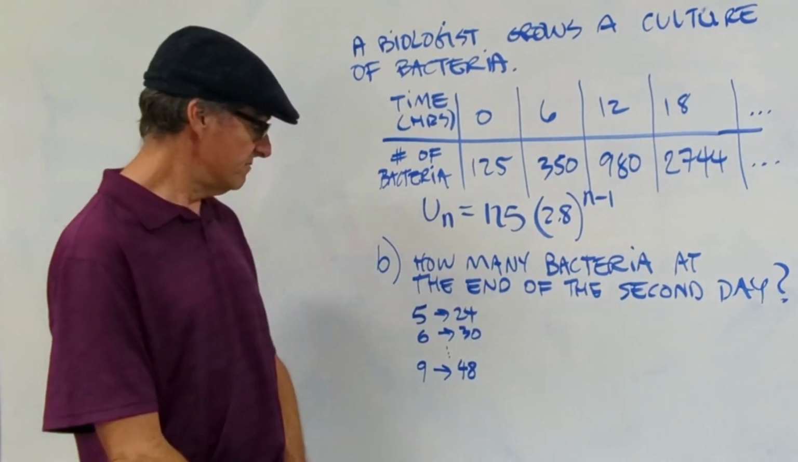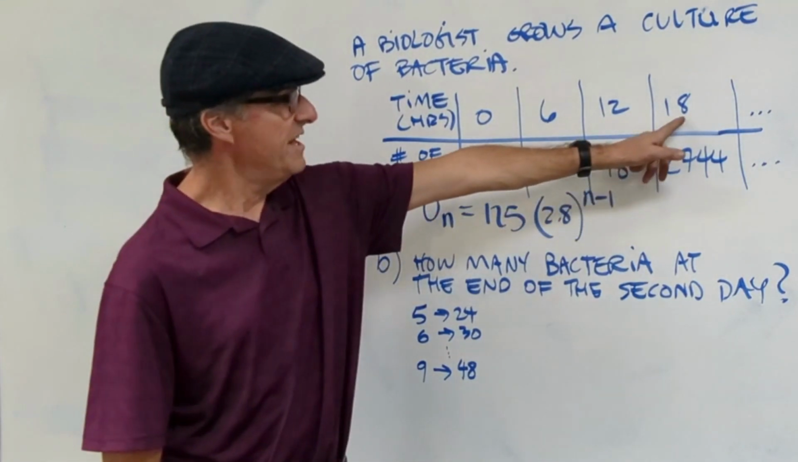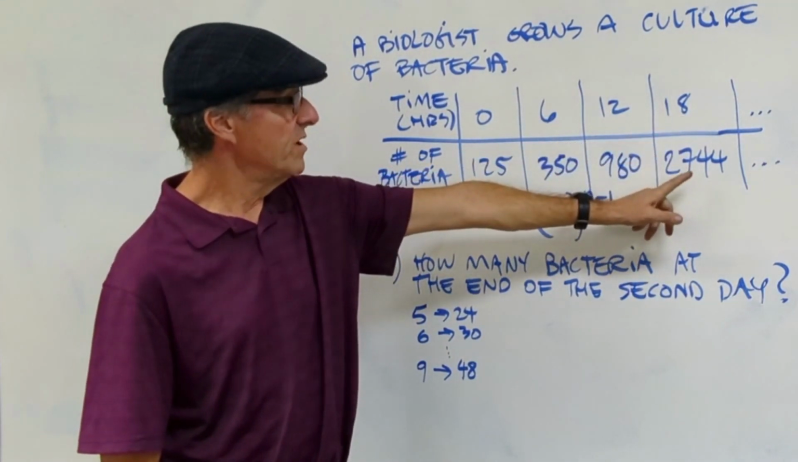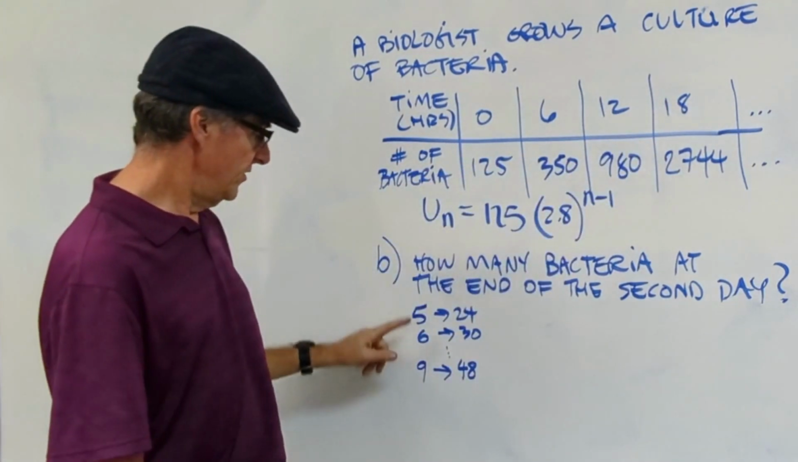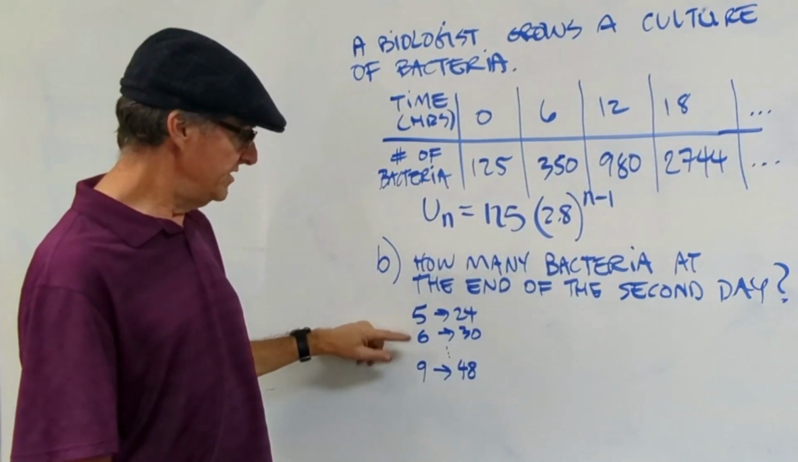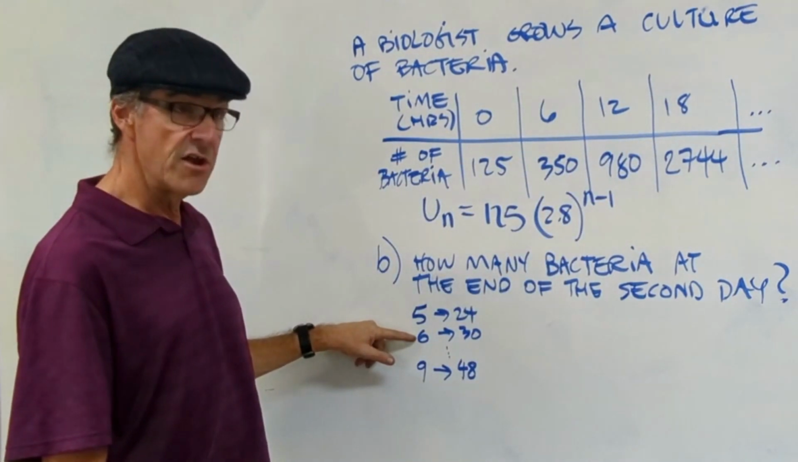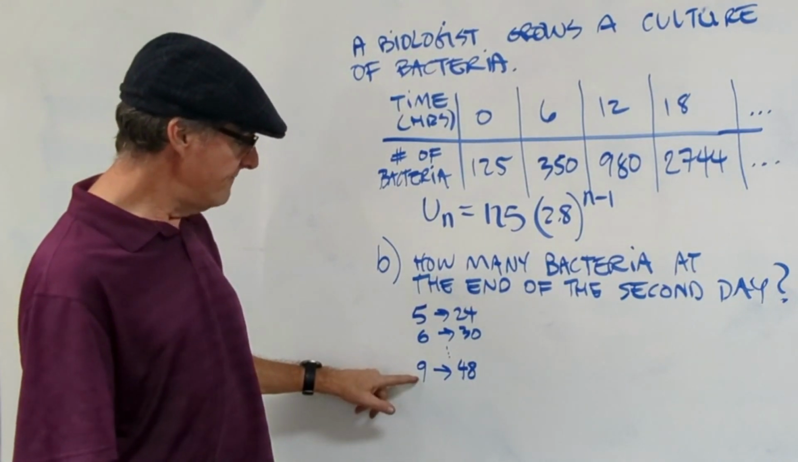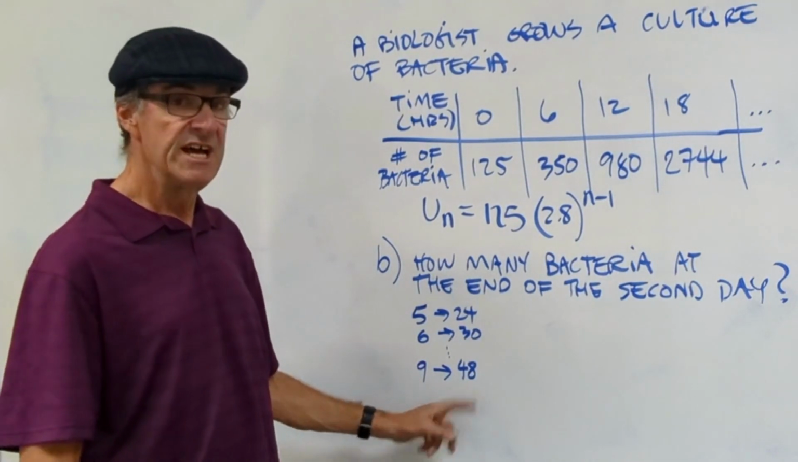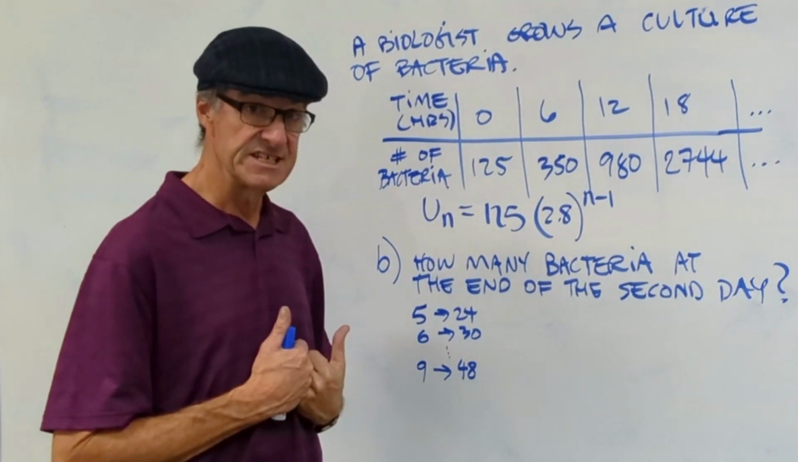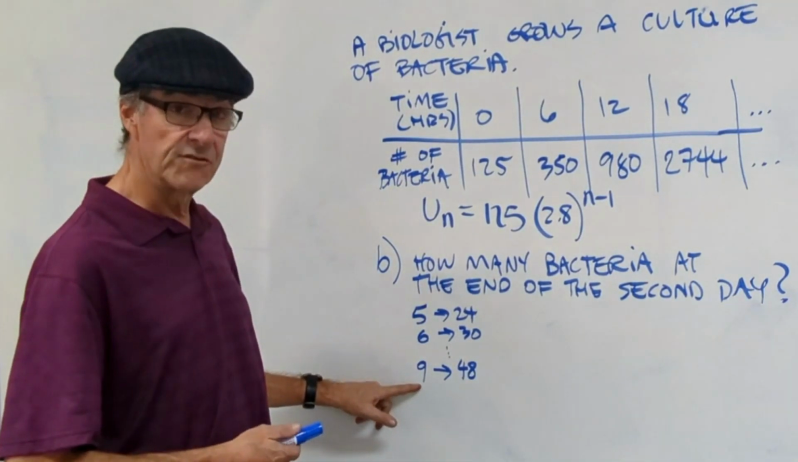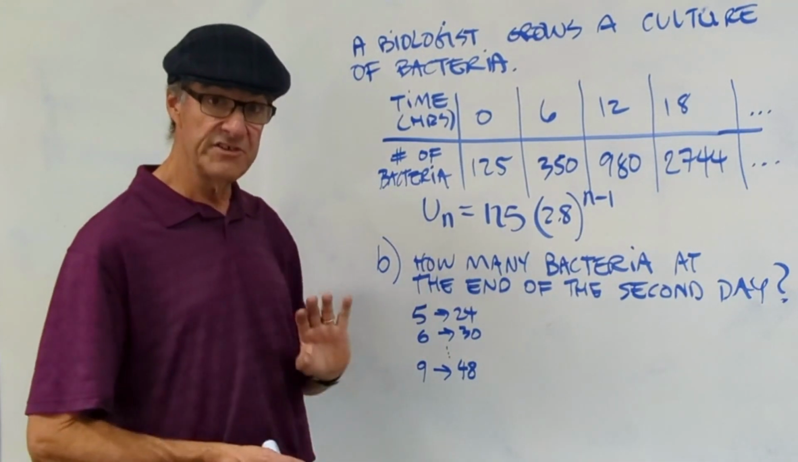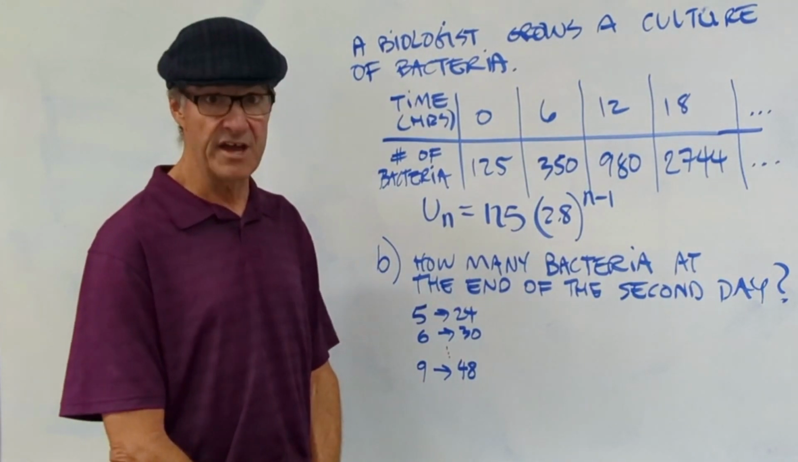So let's break this down. If n, here n is 4, we are at 18 hours. So 5 would be at 24, 6 would be at 30, counting on all the way up to 9, n for 9 gives us 48 hours. That's the end of the second day. So that's our n for our calculation. So now, pause the video, use the formula, and do that calculation.